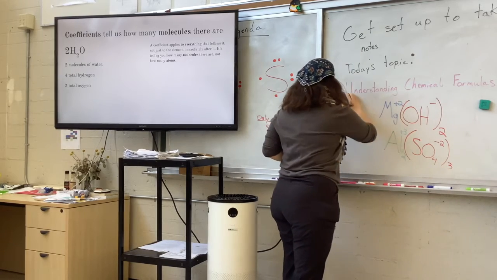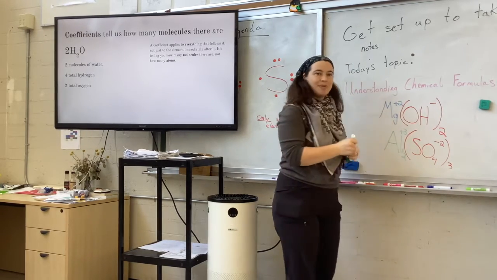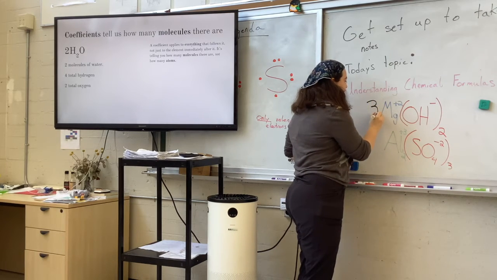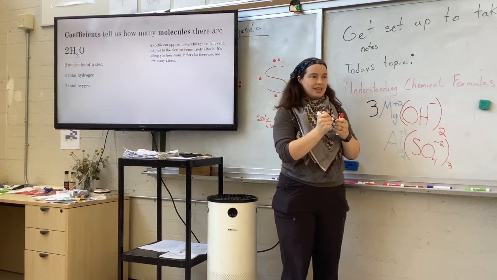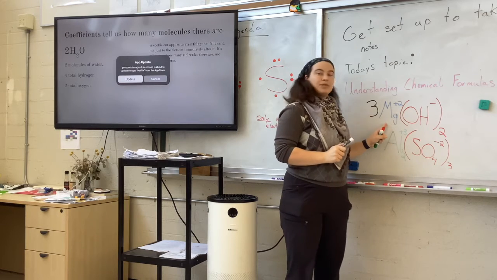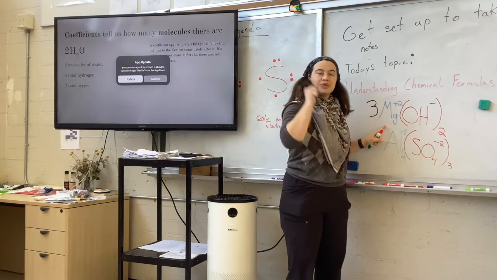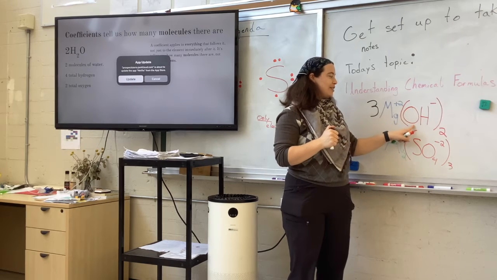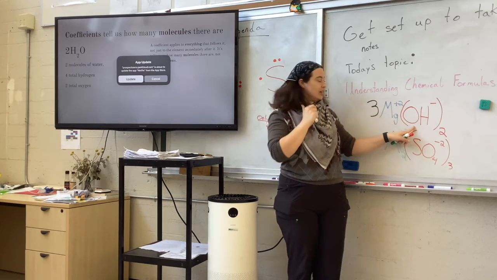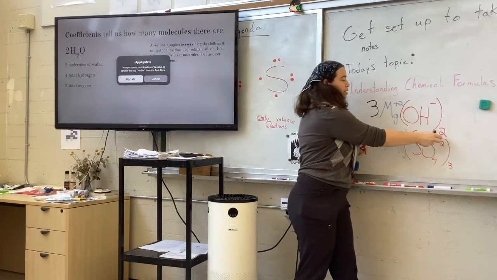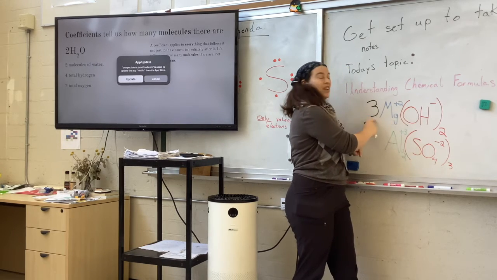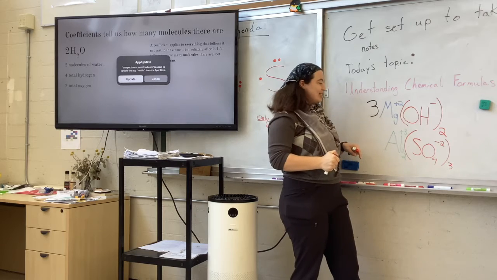So I'm going to add some coefficients to these 2 problems. First, what if we have 3 molecules of magnesium hydroxide? Emily, how many magnesiums do we have? 3. We got 3 magnesiums. Raise your hand if you can tell me how many oxygens we have. Lisa? 2. There's 2 oxygens in a single molecule of magnesium hydroxide, but we've got 3 molecules. We have 6. Absolutely.